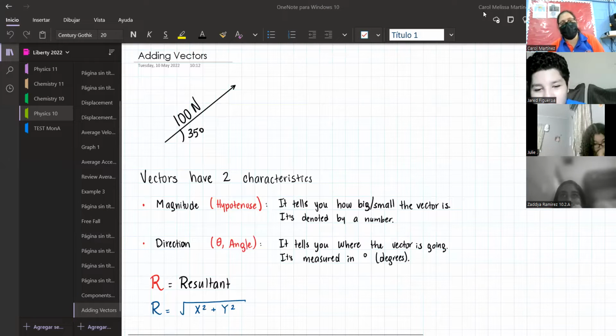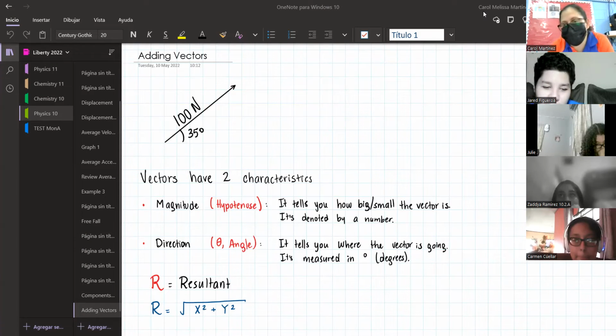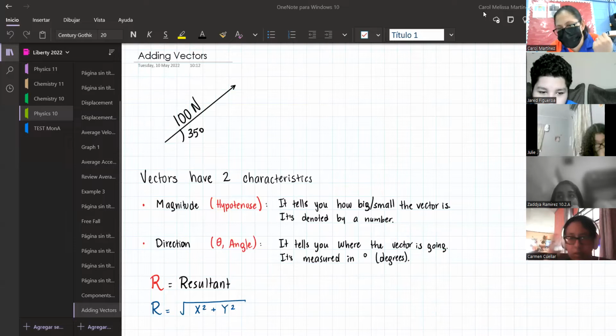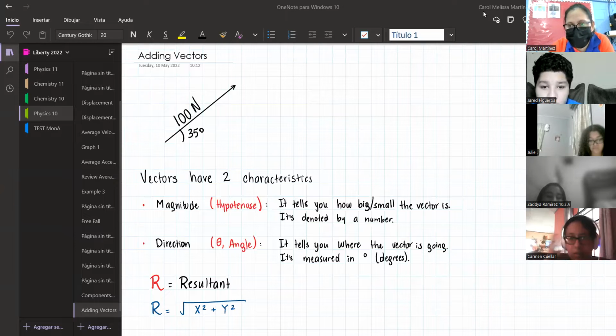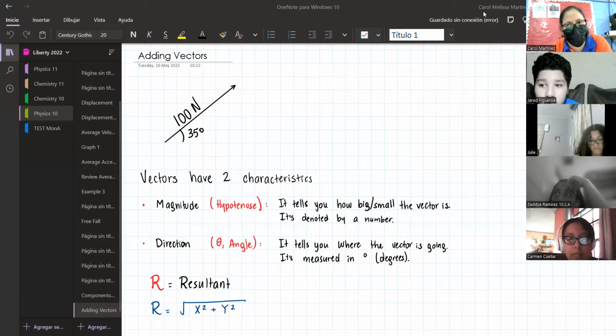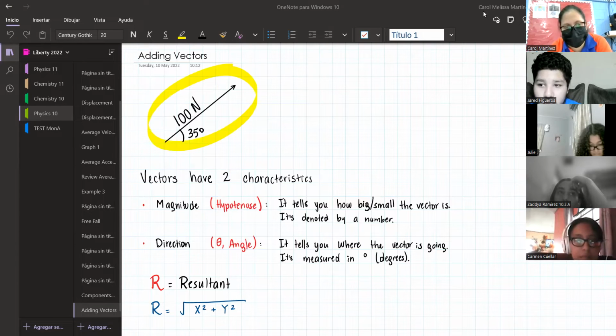Okay, guys, today we start with not a new topic, but it's part of the last topic that we have been seeing so far, that is called vectors. So first of all, I want you to notice this vector from here, the vector that you see over there. Okay, I want you to notice it.